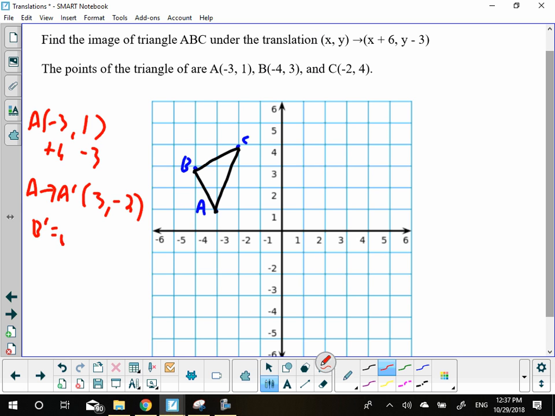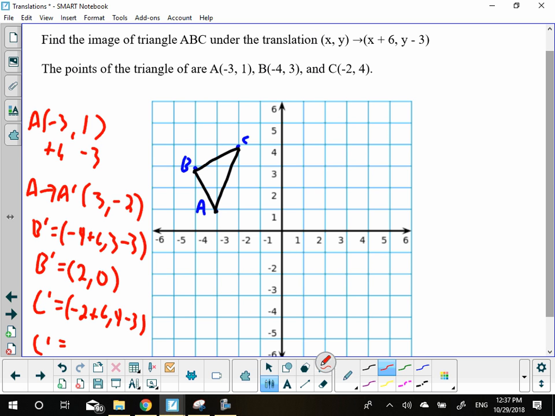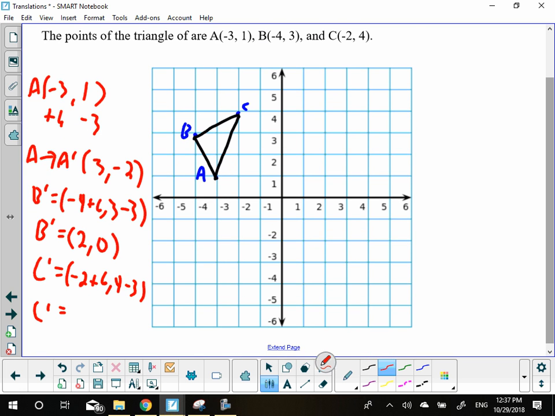I keep going for the other one. So B prime is going to be negative 4 plus 6, and for my y, which is 3, I'm subtracting 3. So B prime is what? (2, 0). And C prime, we're taking negative 2 and adding 6, and we're taking 4 and subtracting 3. So C prime is what? (4, 1).